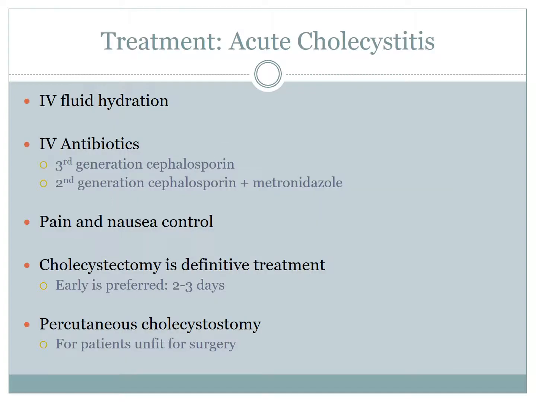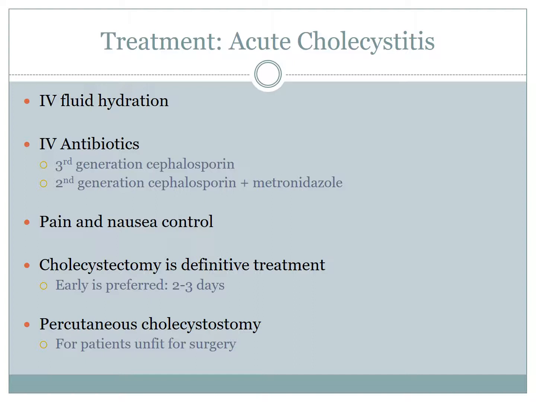So treatment, again, acute cholecystitis, you don't rush them to the OR right away. You want to resuscitate the patient. You want to give them fluids. You want to give them antibiotics, usually a third-generation cephalosporin or a second-generation plus metronidazole or Flagyl. Pain control, and then you want to take their gallbladder out within 2 or 3 days. Once they're resuscitated, they've got antibiotics, it needs to come out the same admission.